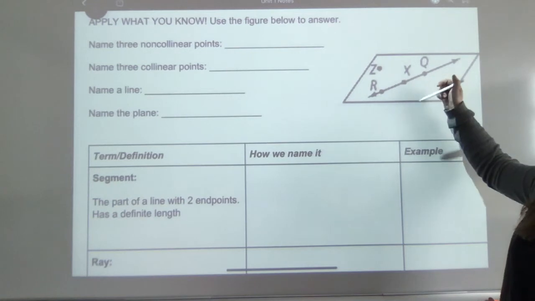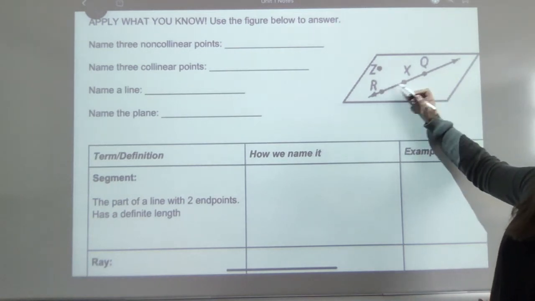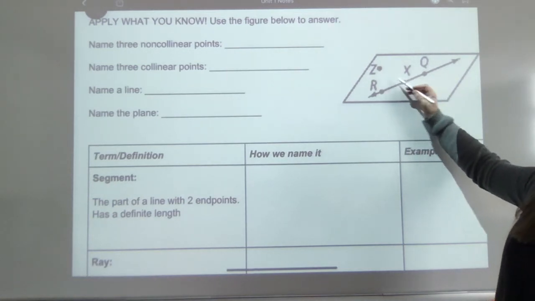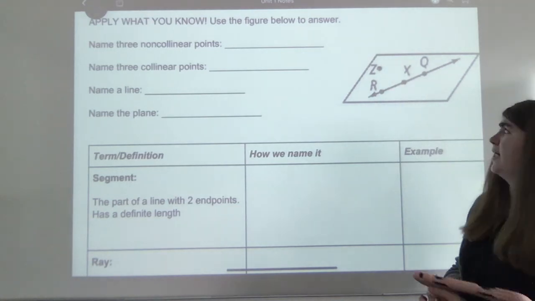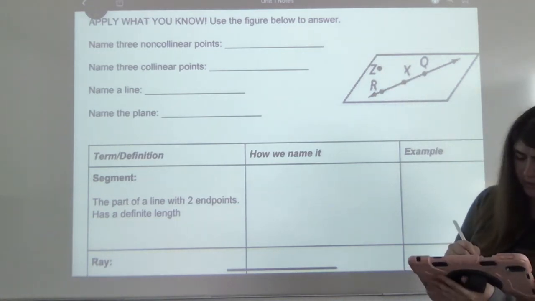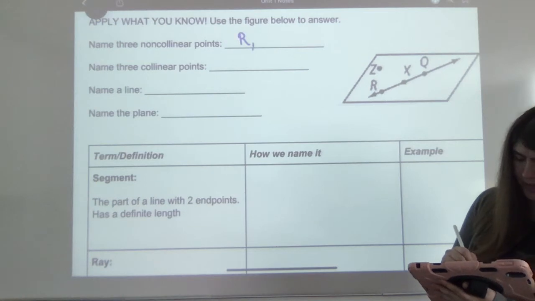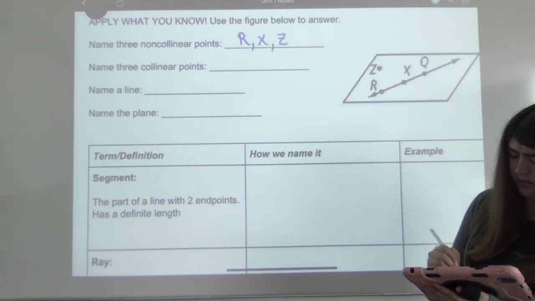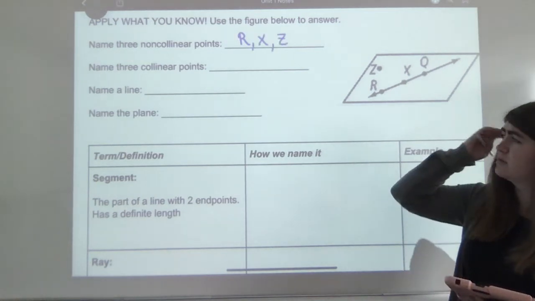So I'm just going to go from left to right. I have R, X, and then I have this point Z that's not on the line. So I have to use Z. So I'm going to go R, X, Z. And those are my non-collinear points.